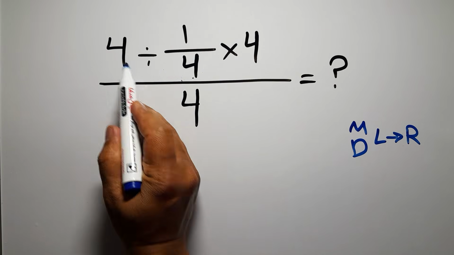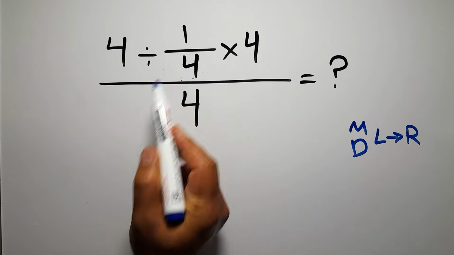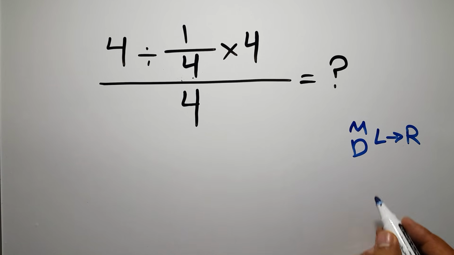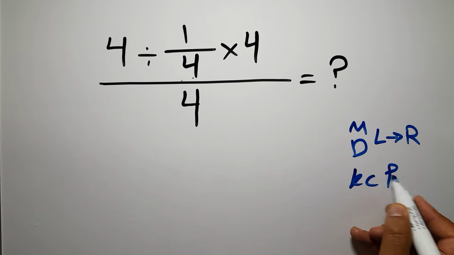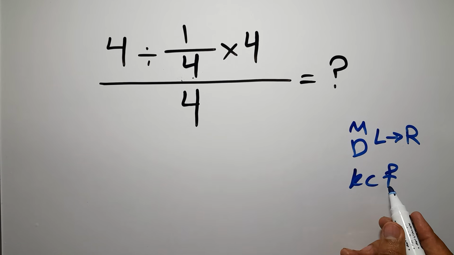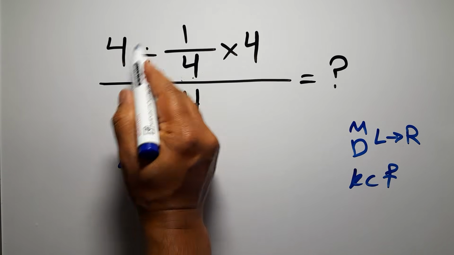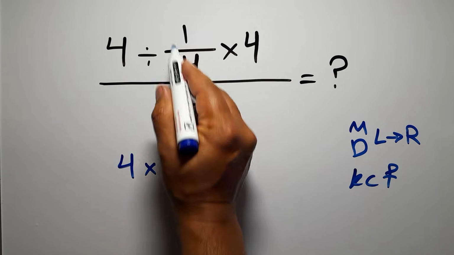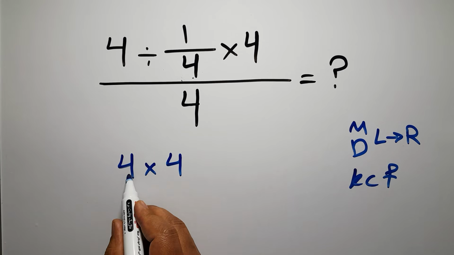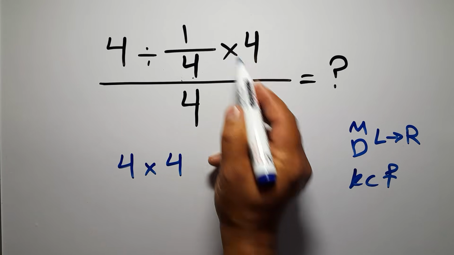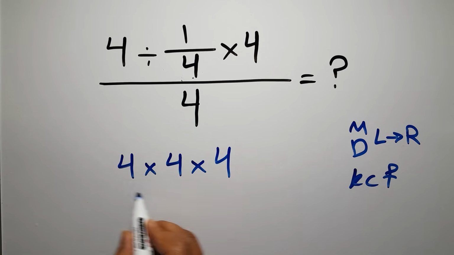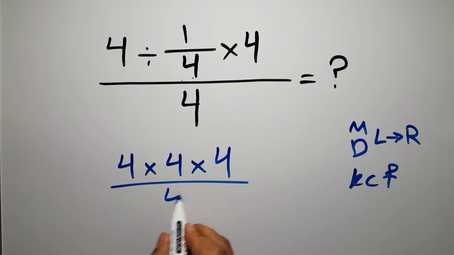So first this division, 4 divided by 1 over 4. According to the KCF rule, K stands for keep, C stands for change, and F stands for flip. Keep the first fraction, change division to multiplication, and flip the second fraction. So we have 4 times 4, and again times 4 over this 4.